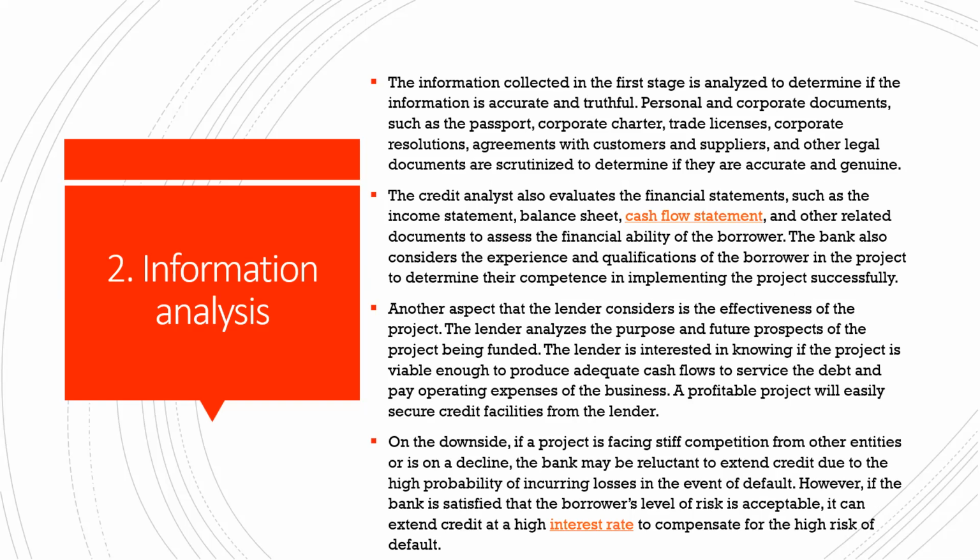The second step is very easy, and is almost related to the first one. After collection, we'll analyze all the things. We have collected all the things, now it is in front of us, now we will analyze it. We'll analyze the financial statements, which I told you in the last class also: the income statement, balance sheet, and cash flow statements. All these details are used to assess the financial ability of the borrower.